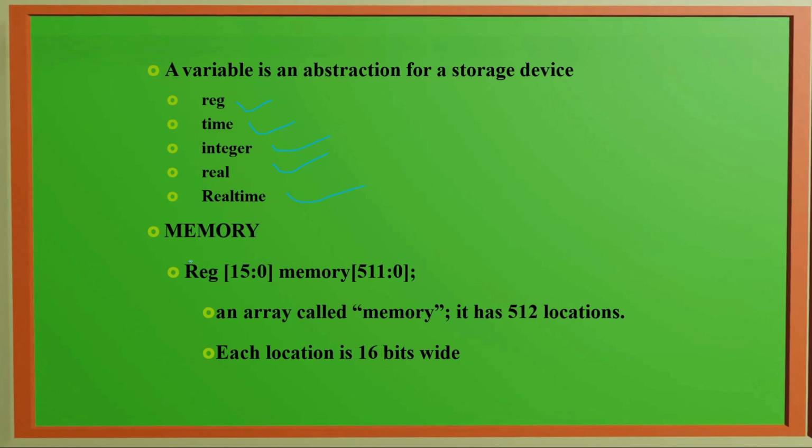In memory, for example, if I am writing like this, register 15 down 0, memory 511 down 0, that means memory is having 512 locations and each location is of 16 bits. That means each register is having 16 bits. That particular register is part of this memory where there are total 512 locations.